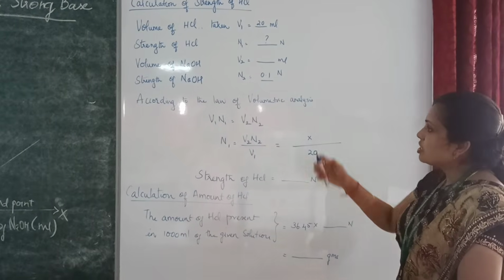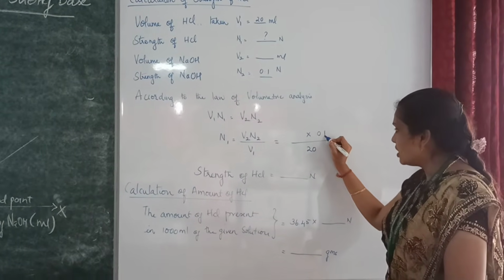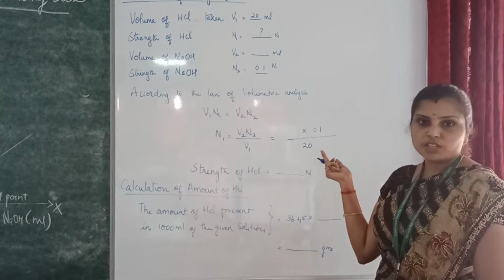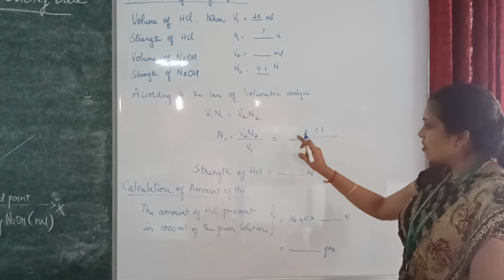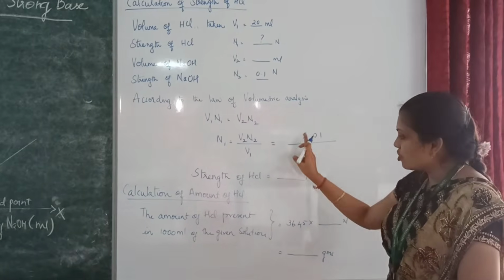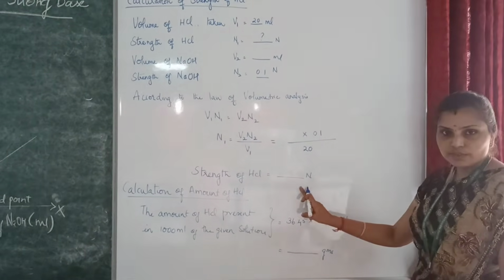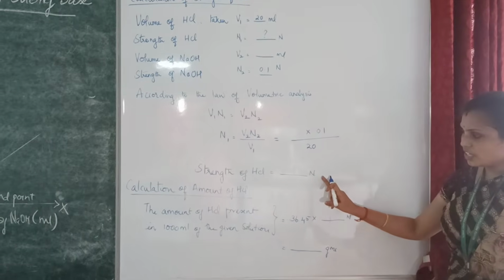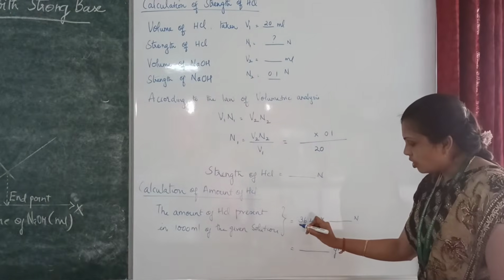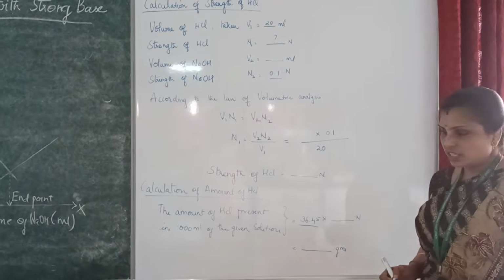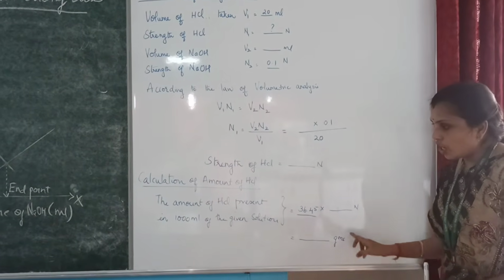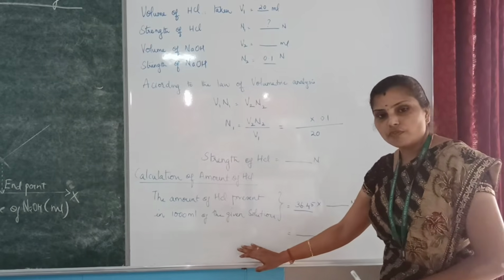N2 will be the strength of the sodium hydroxide, that is the standard solution strength, 0.1 N. This strength may vary depending upon the solution which we are using. It is divided by V1, the volume of HCl taken, 20. So from this calculation we can get the strength of HCl. From this strength of the HCl we can calculate the amount of HCl by multiplying with the equivalent weight of the HCl. The equivalent weight of the HCl is 36.45, and multiplying by the strength will give you the amount of HCl present in the whole of the given solution.